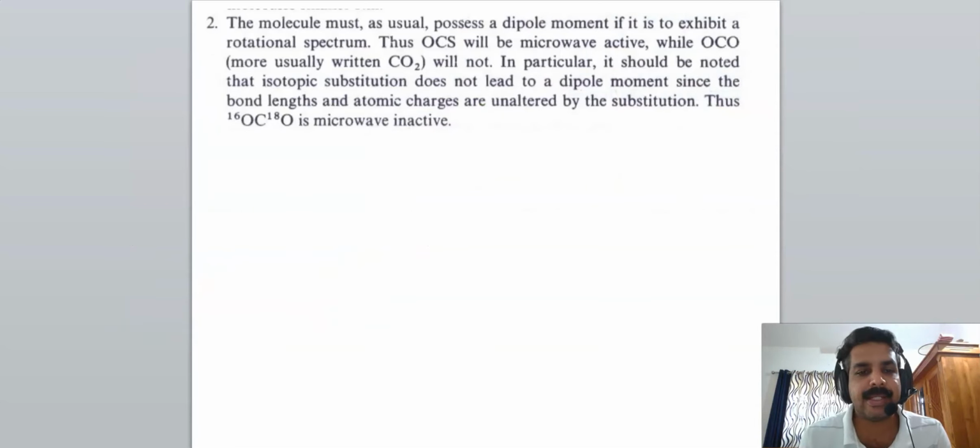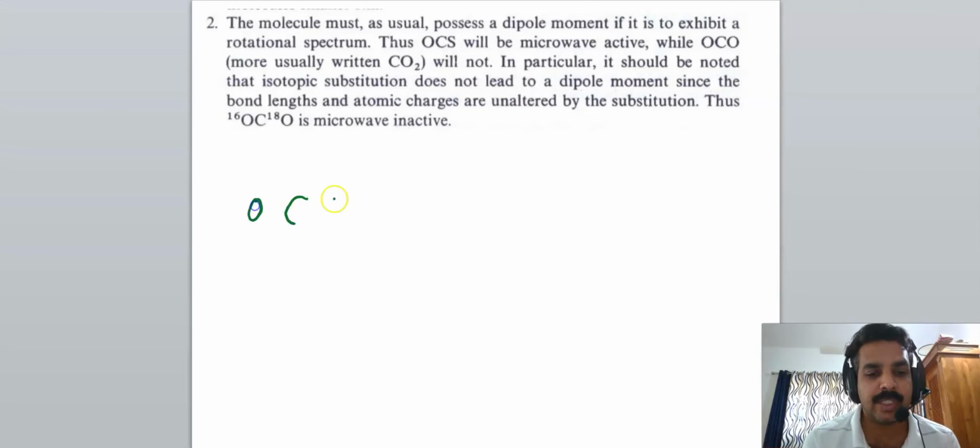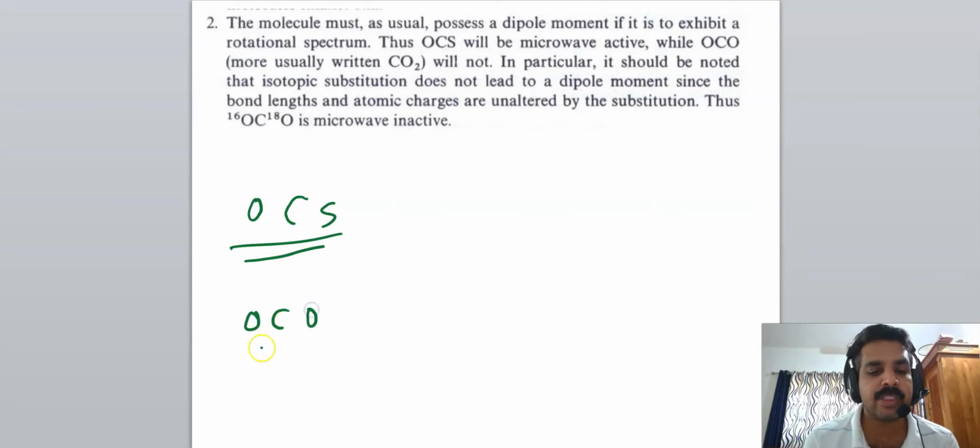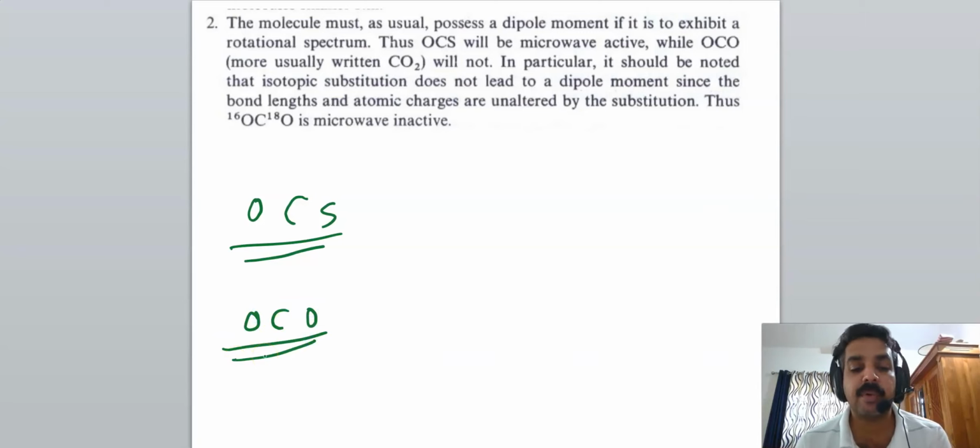The second thing is, not all linear molecules are rotationally active. For a linear molecule to be rotationally active, it should have a permanent dipole moment. For example, OCS is rotationally active, but OCO, that is carbon dioxide, is rotationally inactive because it has no permanent dipole moment. Molecules to be rotationally active should have a permanent dipole moment.